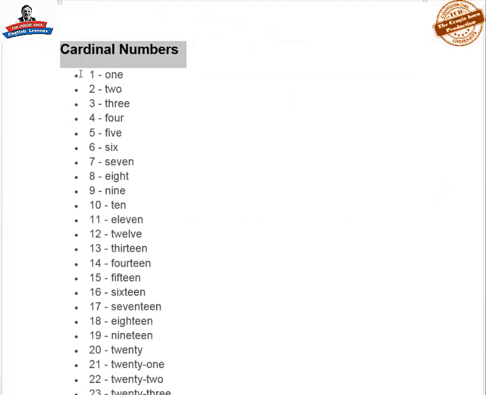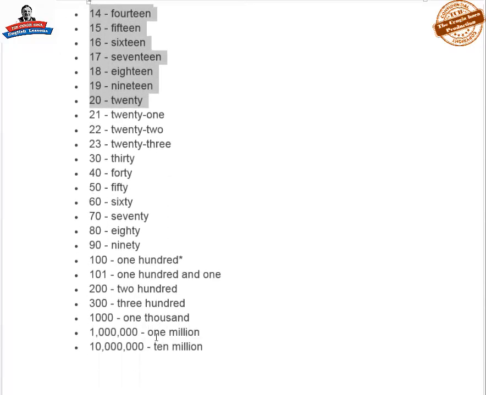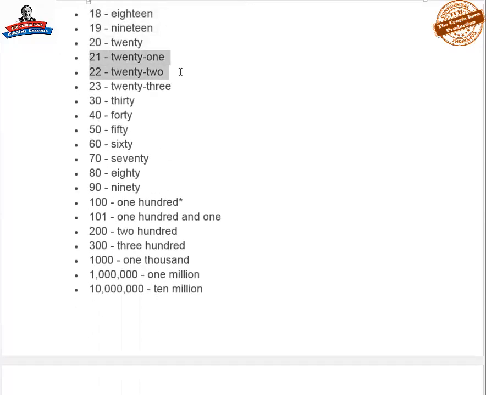Cardinal numbers. 1, 2, 3, 4, 5, 6, 7, 8, 9, 10, 11, 12, 13, 14, 15, 16, 17, 18, 19, 20, 21, 22, 23, and so on. It continues with 20 plus the number in front.